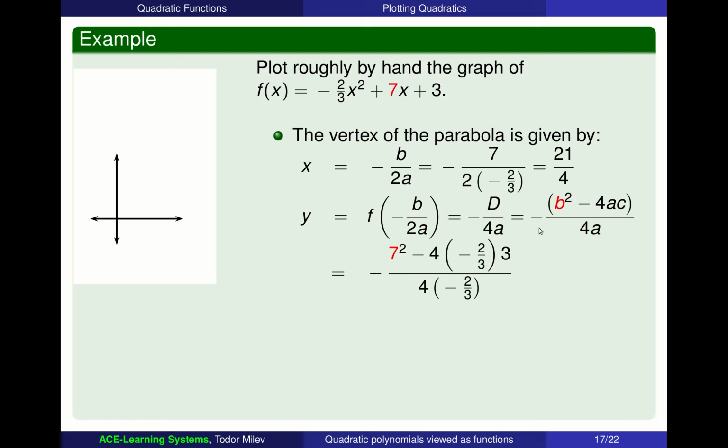So what we're going to get is, okay, in this slide, let's use the shortcut formula. We know that we're getting minus b squared minus 4ac over 4a, and here b is 7. A is negative 2/3.